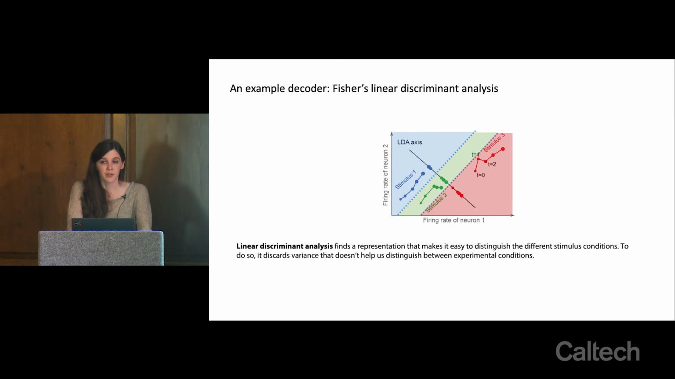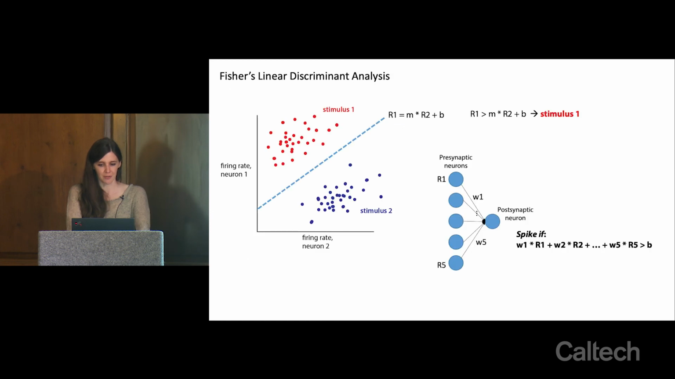So just to go quickly through linear discriminant analysis as a way of decoding out information, this is just one way of drawing a decision boundary between two conditions that makes a particular assumption about the two conditions that you're trying to separate. So again, we're going to set a decision boundary, which is based on a weighted combination of the firing rates of these two neurons. And now we're going to classify whether the stimulus was stimulus 1 or stimulus 2 based on whether you're above or below this decision boundary.